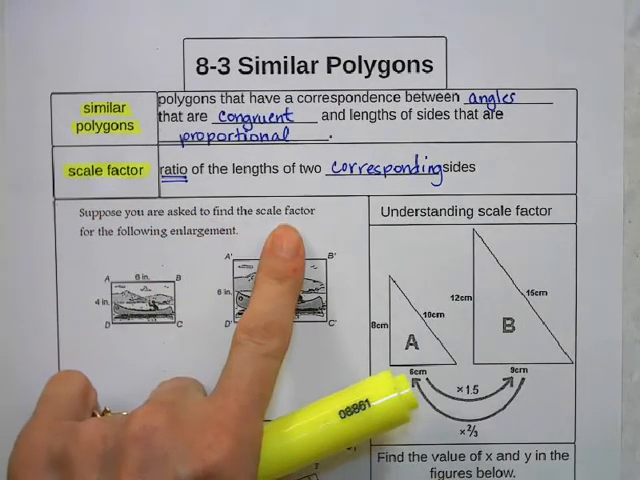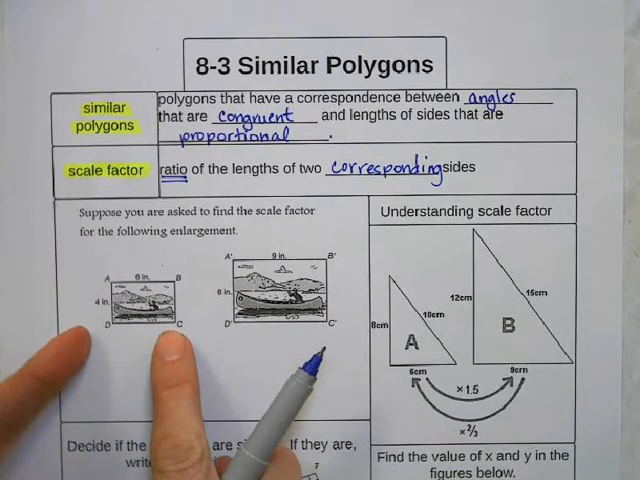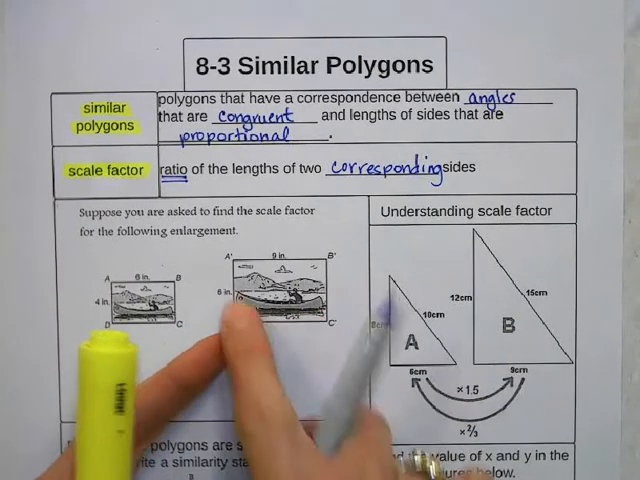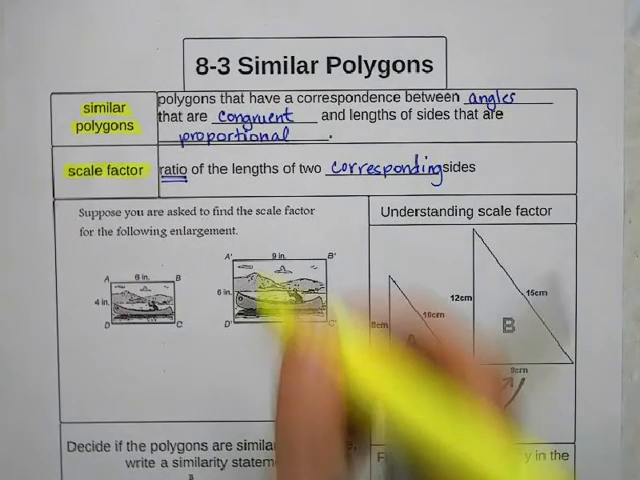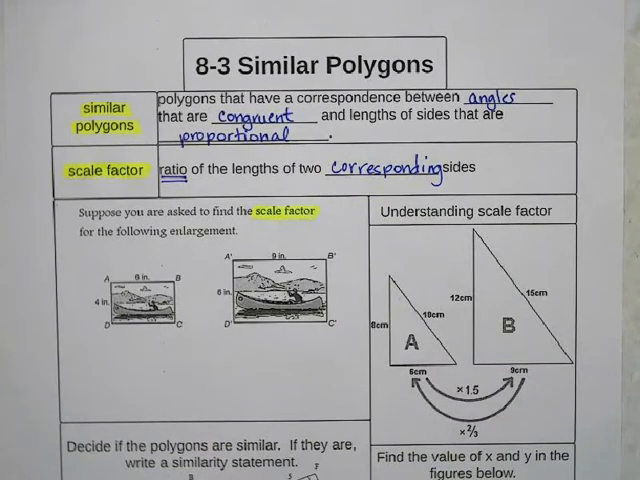Suppose you're asked to find a scale factor for the following enlargement. You've got a picture here that's a 4 by 6, and up here you see the same picture, but it's 6 by 9 instead. So we need to figure out what is the scale factor. In other words, how big did this picture get? How many times bigger is it?